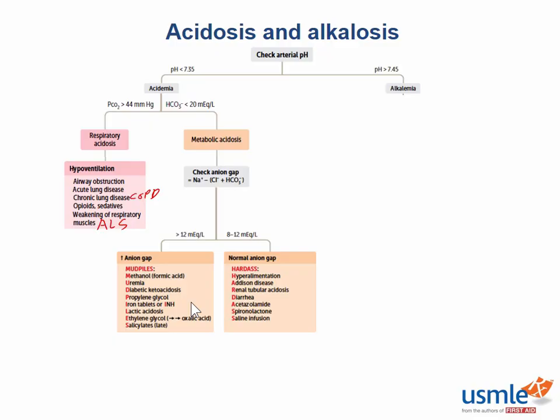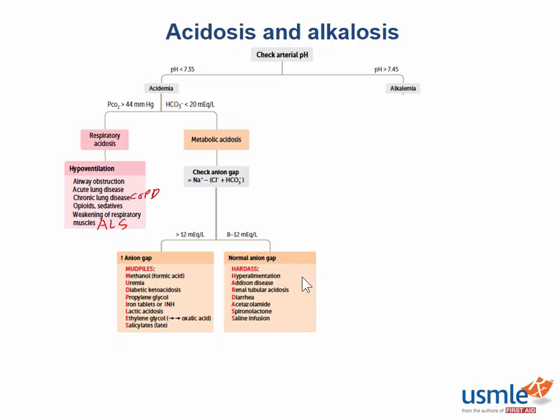Now, if the patient has a normal anion gap but still has a metabolic acidosis, then the causes can be remembered by the mnemonic HARD ASS. This stands for hyperalimentation, Addison's disease, renal tubular acidosis, diarrhea, acetazolamide, which is a carbonic anhydrase inhibitor, spironolactone, which is an aldosterone antagonist, and saline infusion.